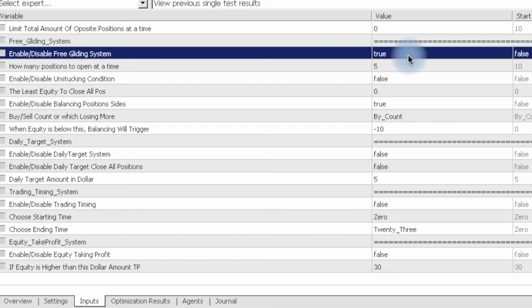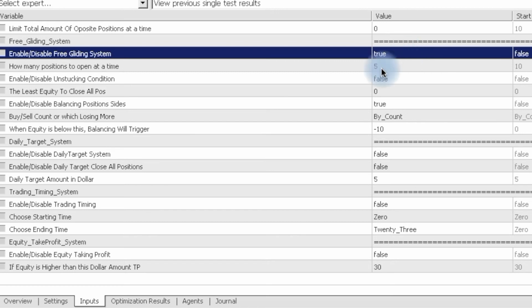We're almost done. We have a free gliding system. This is one of the best systems that this EA has. Basically, this system, as I said before, is based on patterns. So it sees the patterns, and the prices go up, go down, whatever, crosses up, crosses down, all these kinds of things. It's like the chart, you know how the chart goes up and down. And when it finds a match, then it will open a position.